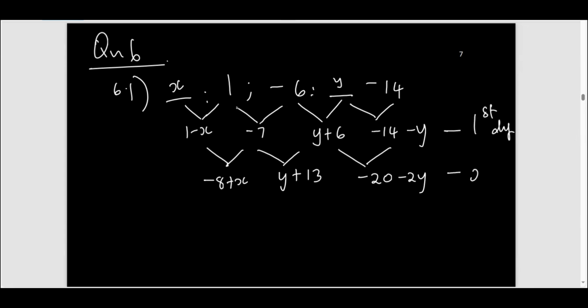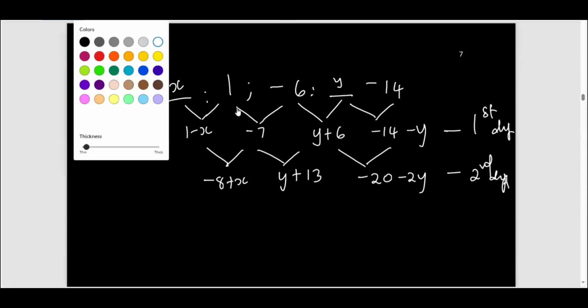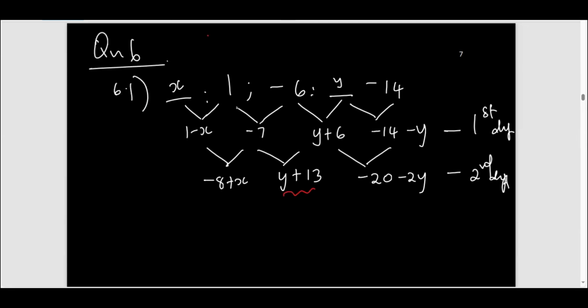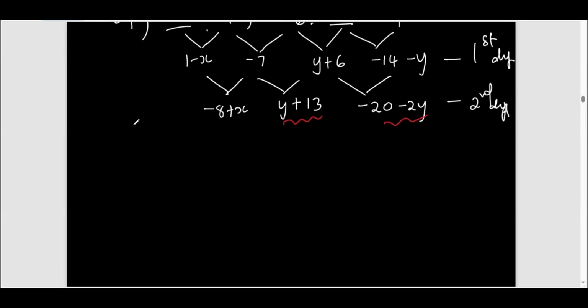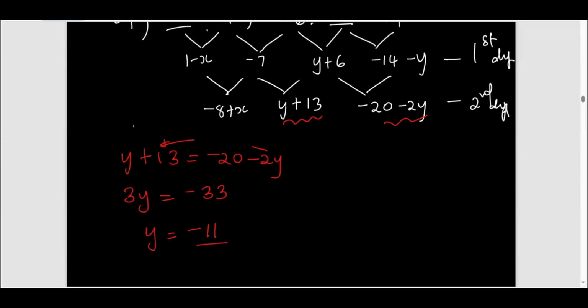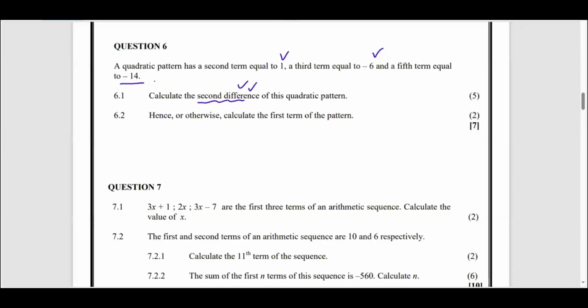Okay, so this is the first difference. Okay, this is the second difference. But we know the second difference of a quadratic must be the same, must be equivalent to each other. So I can equate this and that because they are the same second differences. So y plus 13 should be equal to -20 minus 2y. Let's transpose this to that side, which is going to be 3y, and then I'll have -33. Divide through by 3, which means my y is -11. What was the question asking for?